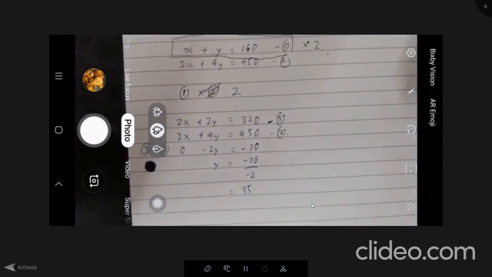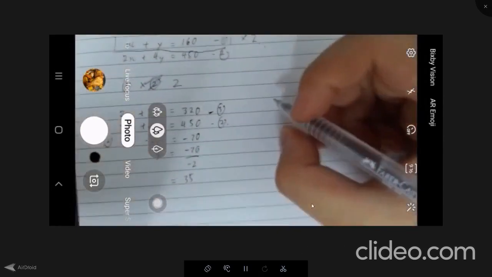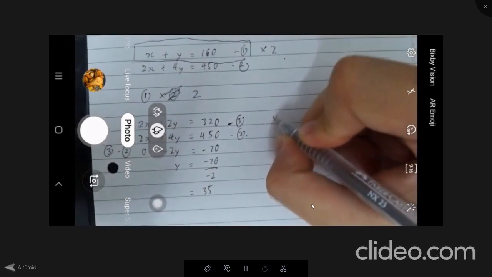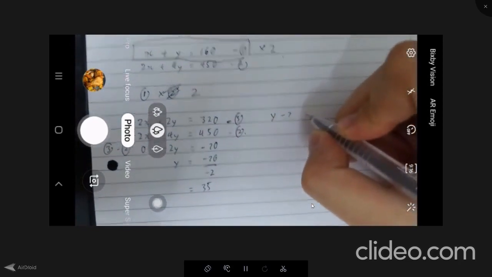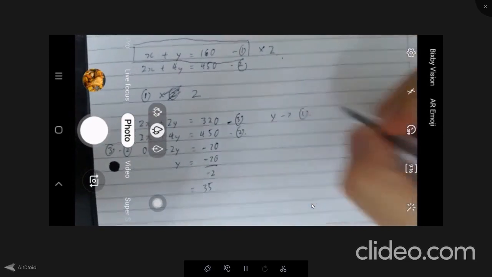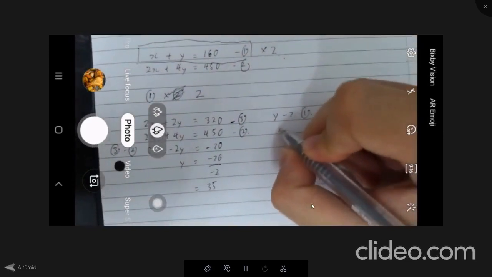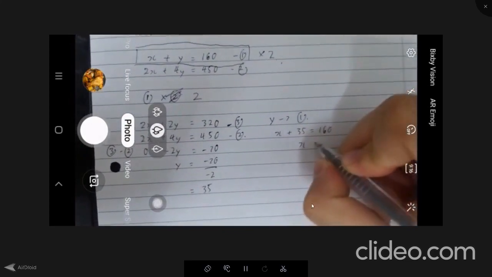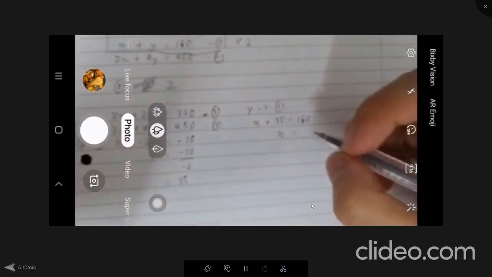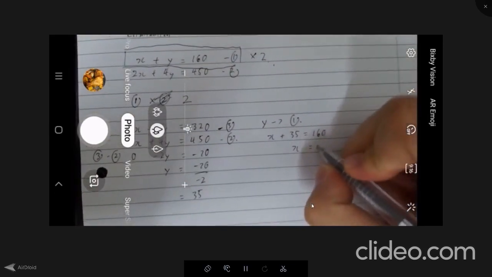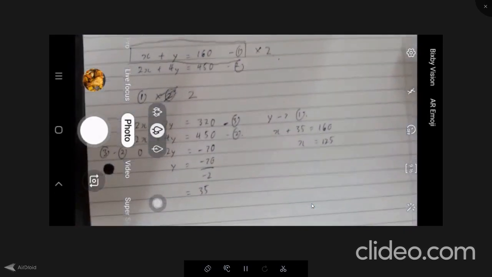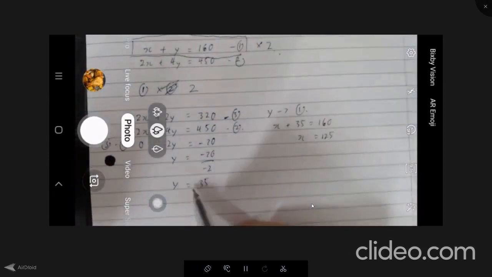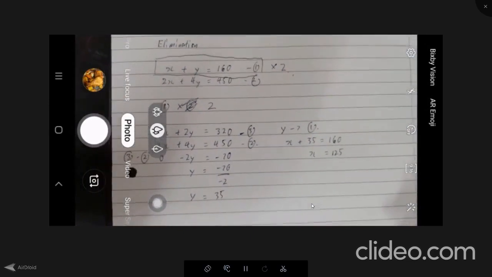So when we have y equals 35, we can do the usual, what you have done in substitution. We put y into whichever equation you like. Let's say we put into equation 1. So x plus 35 equals 160. Therefore, x equals 125, right? Quick math. So your final answer: x equals 125, y equals 35.